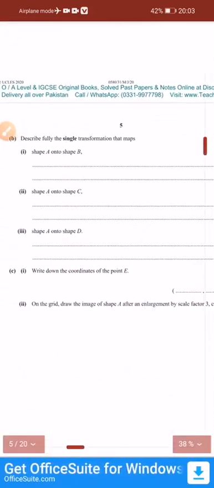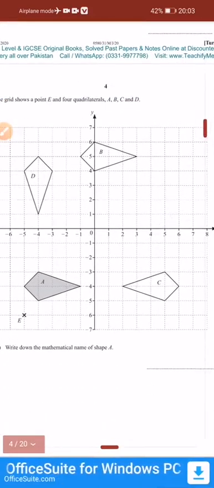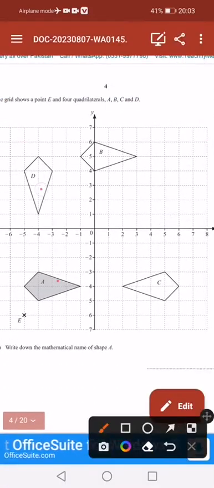Then shape A onto D. Where is the shape A? Right.